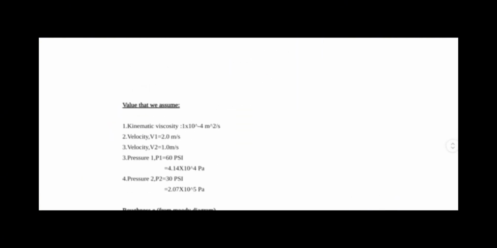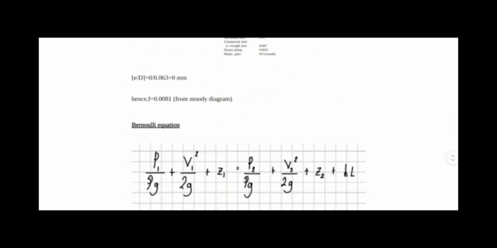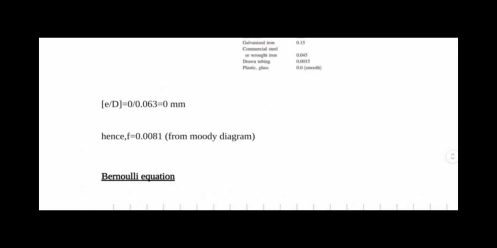After we get the value from the Moody diagram, finally we can calculate the friction factor using the formula E divided by D, which is diameter. The reason why we chose 0.063 diameter instead of the other two diameters, is because this is only to calculate the friction factor from the Reynolds number diameter. So the friction factor that we got is 0.0081 from the Moody diagram.